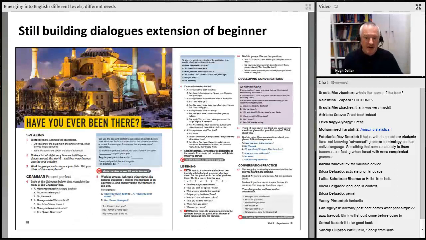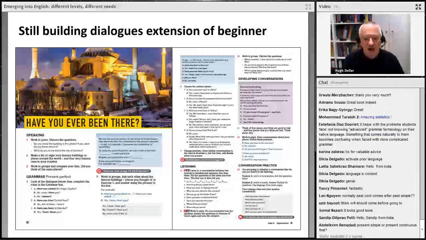Okay. Normally past simple comes after, past continuous comes after past simple. Yes, it does. It does normally. And again, past continuous comes later because we're assuming they haven't met it at the lower levels. Yeah, you can argue with the layout yourself as you want, but this is the way we've decided to do it, and this is how we think it works best in terms of focusing on conversations.